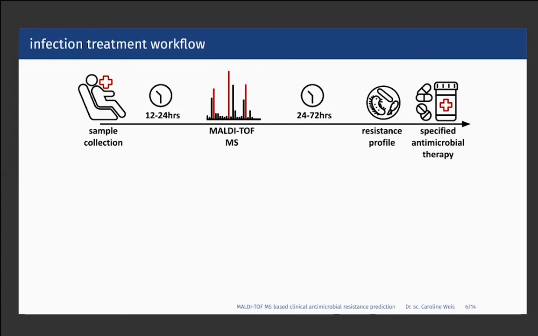To see how this could be useful in the clinic, we'll quickly look at this illustration of how the mass spectra are integrated in the clinical treatment workflow. We have the collection of the specimen from the patient, which is then analyzed by MALDI-TOF MS to determine the species of the infection. After another culturing period, the phenotypic resistance is determined, and based on that information, the antimicrobial therapy is set.